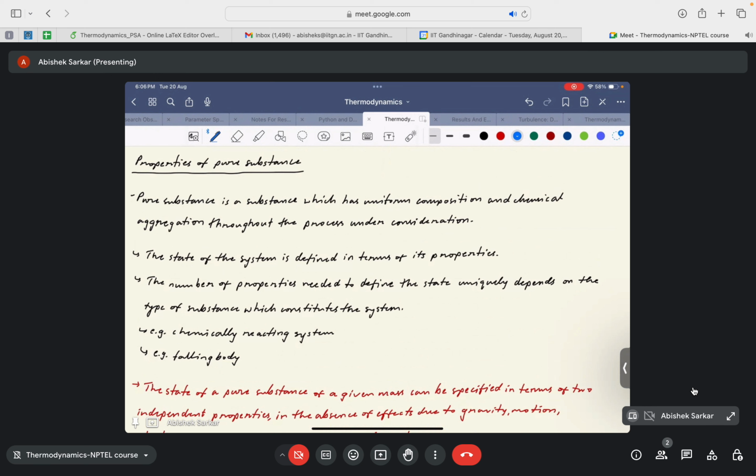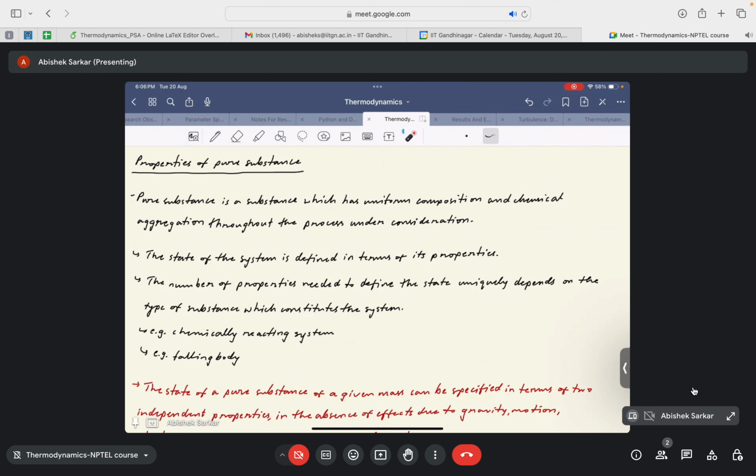Just as a definition, we start by learning what a pure substance is. A pure substance is a substance which is uniform in composition and has a uniform chemical aggregation throughout the process under consideration. An example of a pure substance can be air, because air, as we know, is a mixture of different types of gases, but since their chemical composition is uniform throughout the mixture, we can consider air as a pure substance.